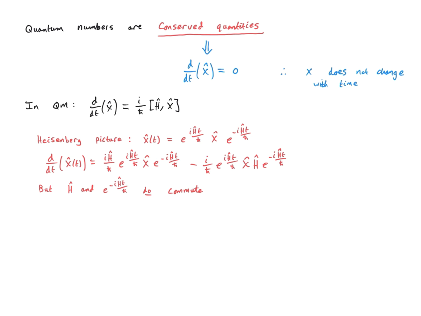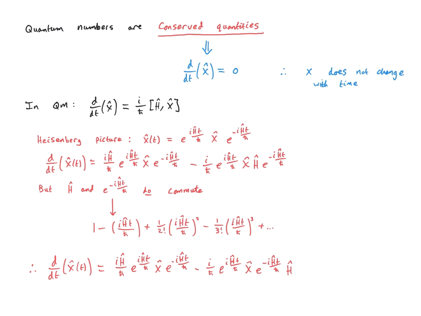But H and e to the iHt upon h bar do commute. This is because I can do a Taylor series expansion of this exponential here. I would then obtain 1 minus iHt upon h bar plus 1 over 2 factorial of iHt upon h bar squared, and so on. Now H obviously commutes with each of these terms because we just have powers of H as the only operator featuring in this series.